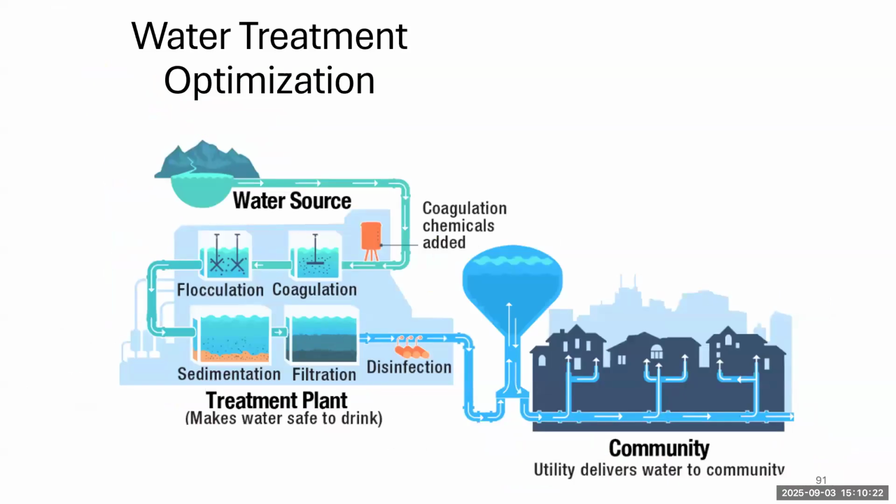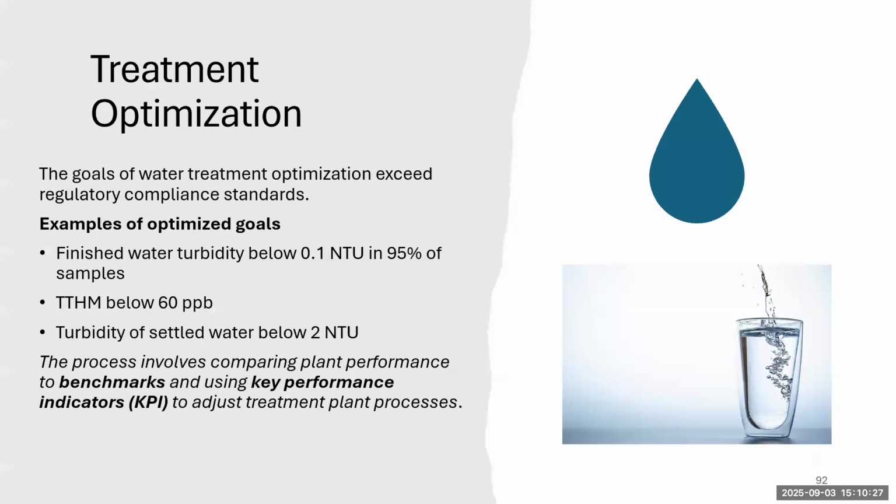And with that, that segues us into talking a little bit about water treatment optimization. This is generally about trying to get your plant to function at a level that exceeds the regulatory compliance standards, and it gives us better health outcomes, and gives us a little buffer too between compliance and non-compliance. And here's an example.